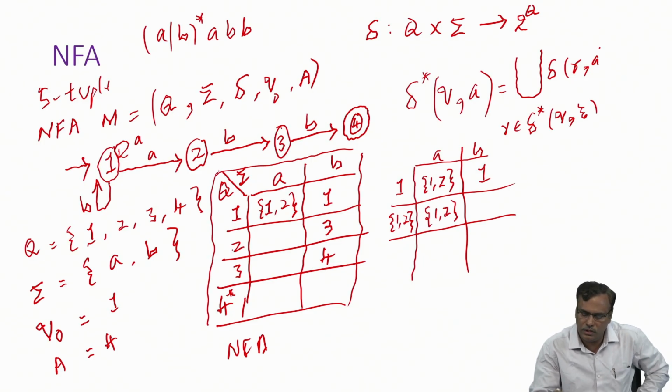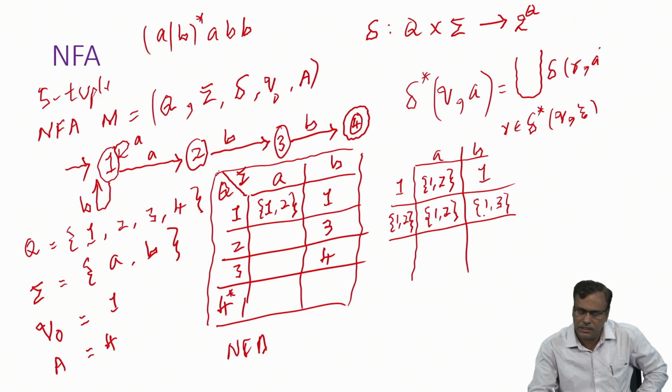1, 2 on B, in the sense 1 on B is 1 and then 2 on B is 3. So if you take the union of these, you are going to get it as what? 1, 3. So 1, 2 on B, that is 1B union 2B. You know 1B is 1, 2B is 3. Therefore you are going to get 1, 3. So 1, 3.